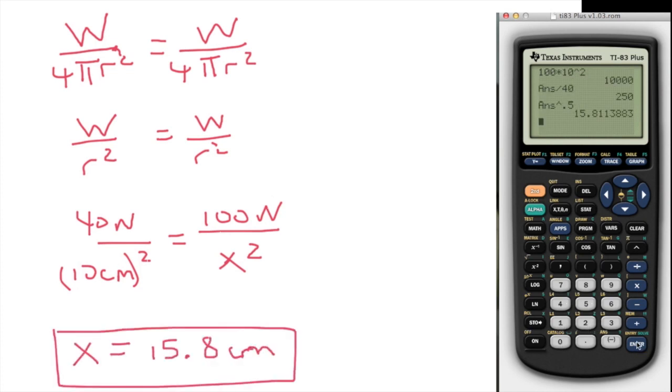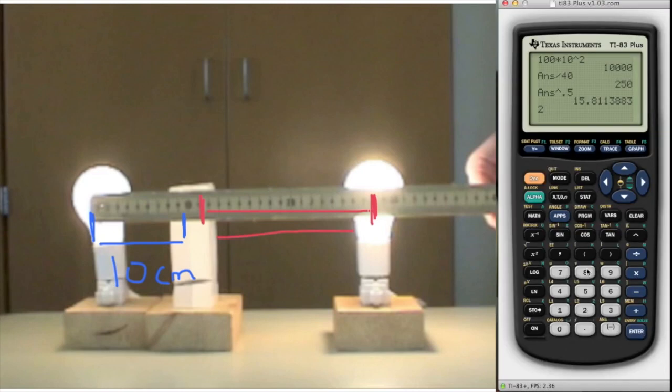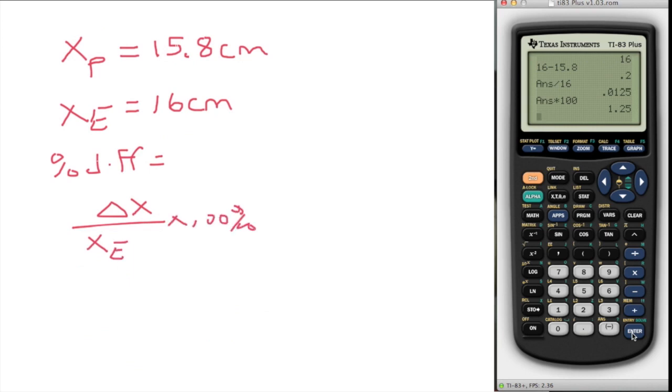We get 15.8 centimeters. Going back to my ruler, I see that the center of the 100-watt bulb is at 28 centimeters and the wax is at 12 centimeters. So that's a distance of 16 centimeters. The percent difference between our prediction and the actual result is only 1.25%. Not bad at all.